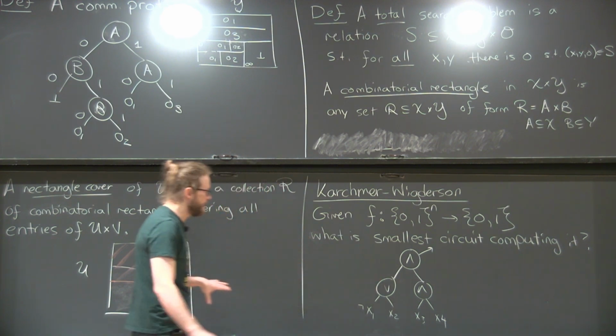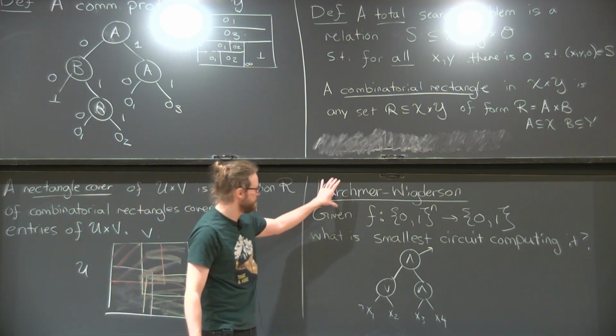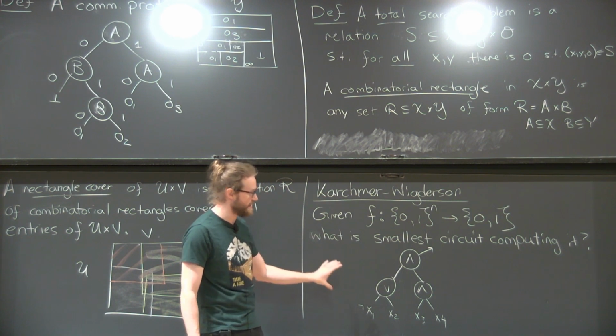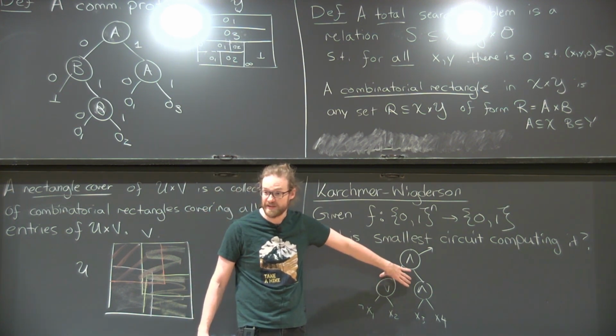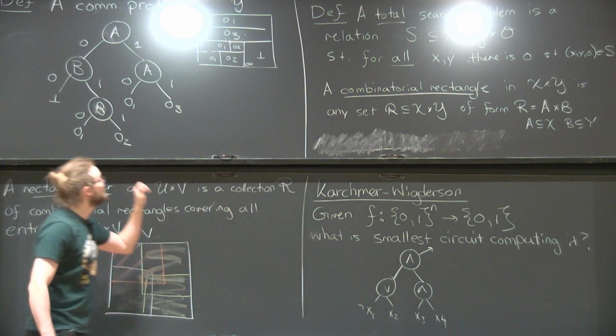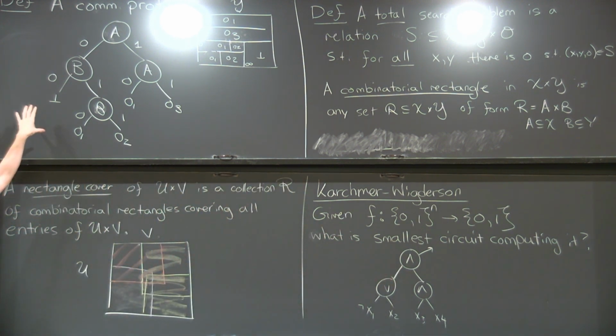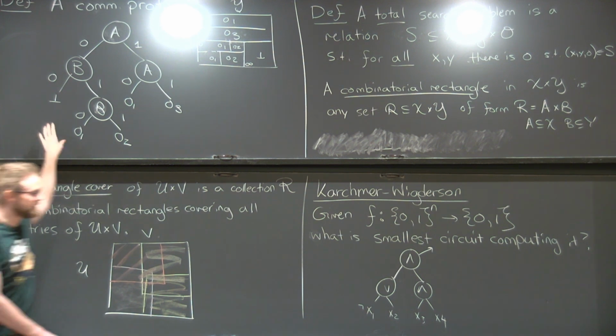And the main message of this Karchmer-Wigderson connection is that understanding the complexity measures of this smallest circuit is equivalent to understanding the complexity of certain communication protocols for a related game. This is the Karchmer-Wigderson game.